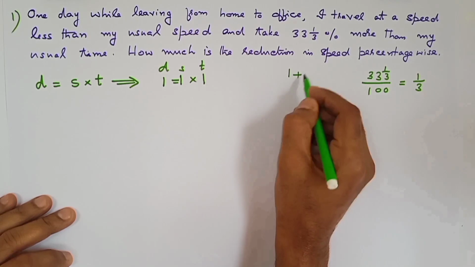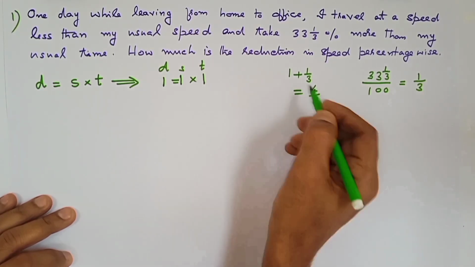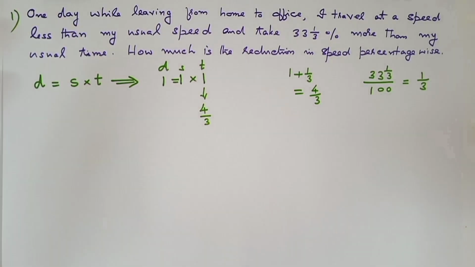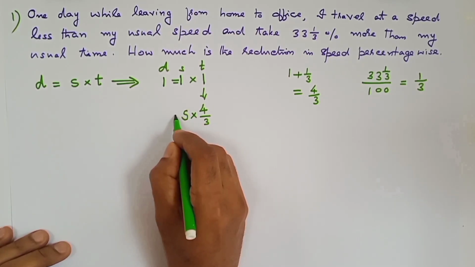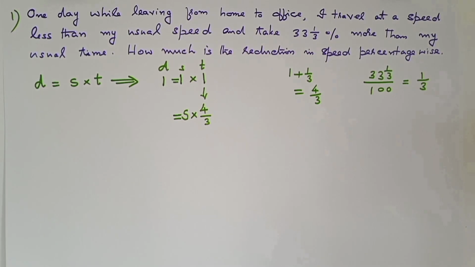Initially 1, plus 1/3, and that will come to 4 by 3. So this will be 4 by 3. Now, there's a reduction in speed. We don't know what it is. Take it as a variable. And what about the distance? Distance always remains the same because the distance from home to office doesn't change.